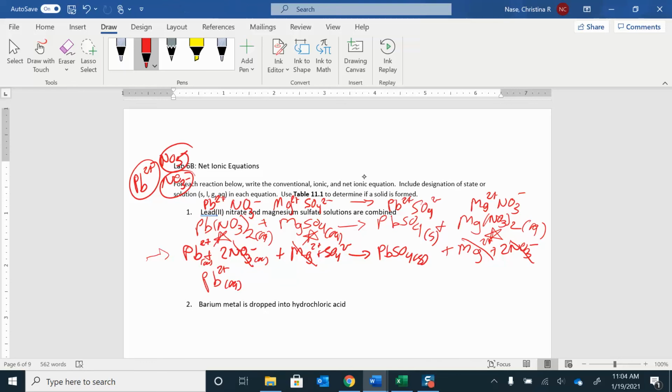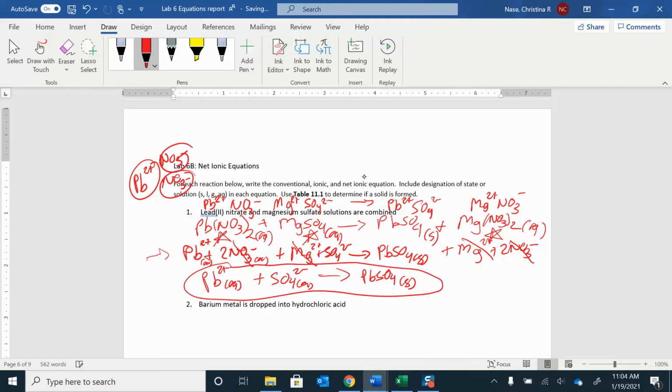So this first one that we wrote, that's our molecular. And then the next one is our complete ionic. We showed all the ions in solution. And now the net ionic is like what's actually reacting. Where's the reaction happening? So it's happening between what species are involved. I have lead ions, I have sulfate ions that are involved in this precipitation reaction. So I'm taking aqueous lead, aqueous sulfate. When they find each other, they really like each other and they form a solid. And there we go. That's our net ionic equation. The spectator ions are the things that we just canceled. So we canceled nitrate. Nitrate's a spectator ion, and magnesium's a spectator ion.